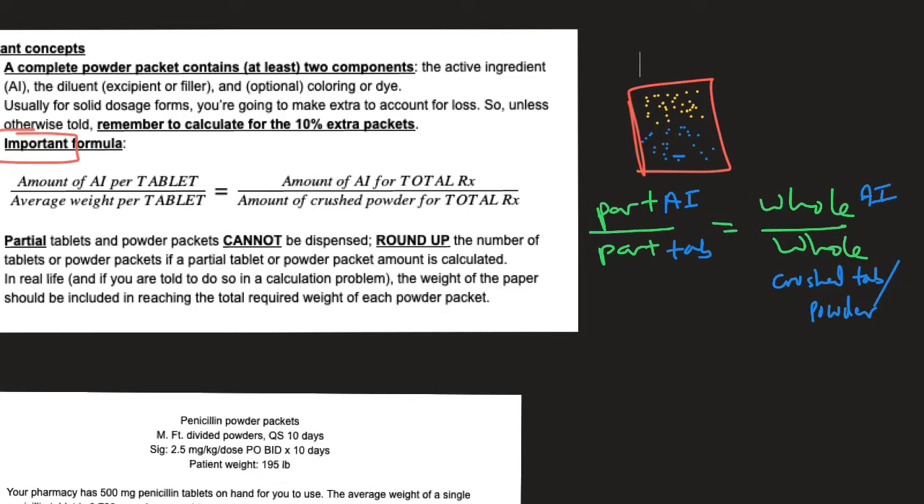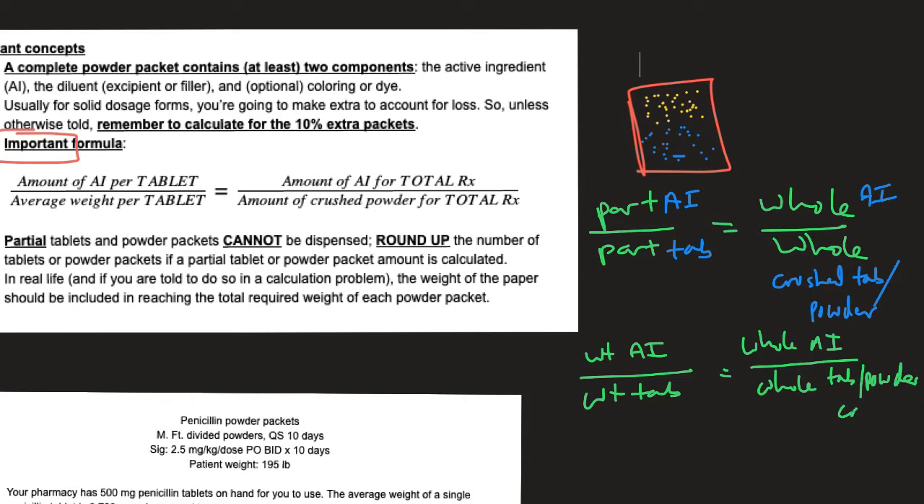So basically, the weight of the active ingredient in a single powder packet, divided by the weight of a single tablet, equals the weight of all the AI needed to complete the prescription, divided by the weight of the whole crushed tablet to give you the crushed powder. And usually you're going to solve for the amount of crushed powder for the total RX.